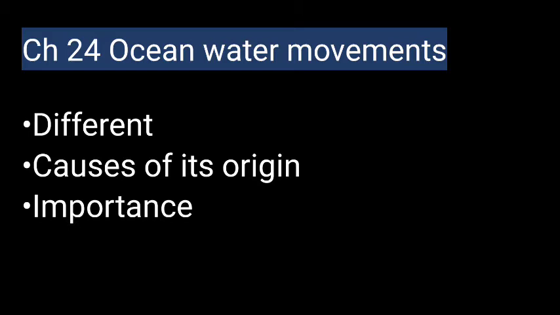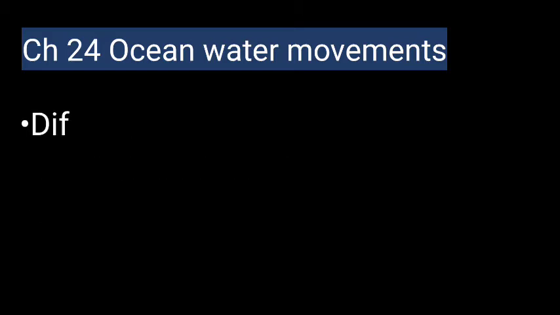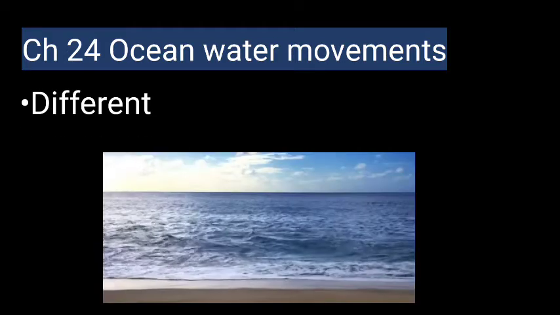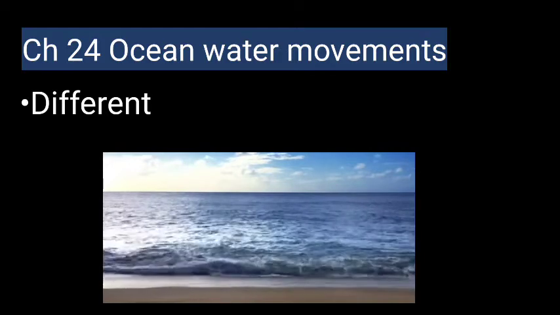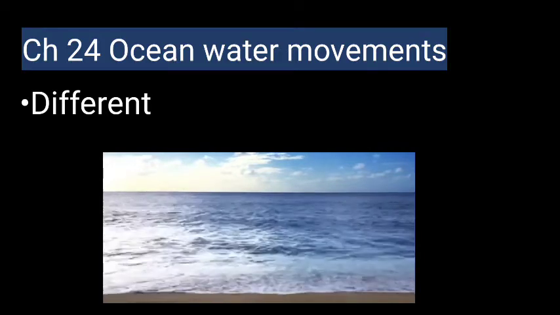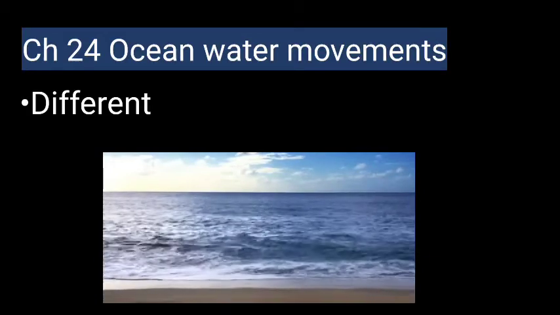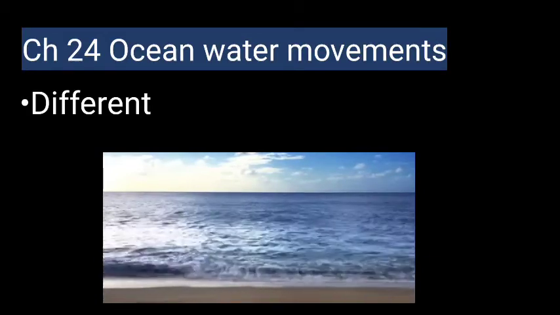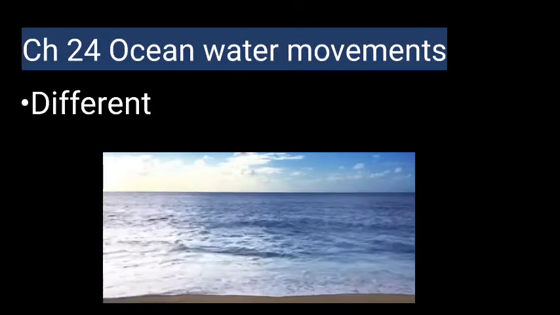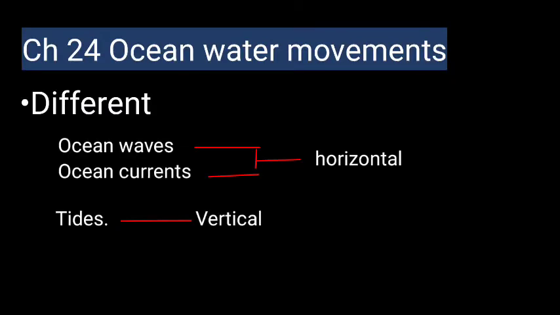Today in this video I'm going to discuss the different types of ocean water movements. We know the fact that ocean water is never static, but it keeps on moving horizontally as well as vertically. The movement of ocean water takes place in the following three different ways. If there is the horizontal movement of the ocean water, we call it ocean waves and ocean currents. And when there is a vertical rise and fall, we call it tides.